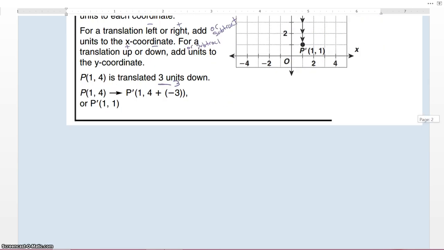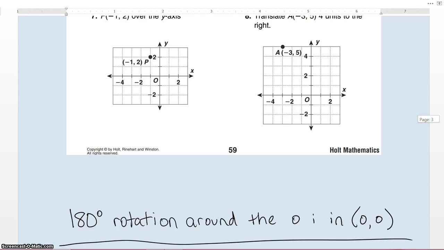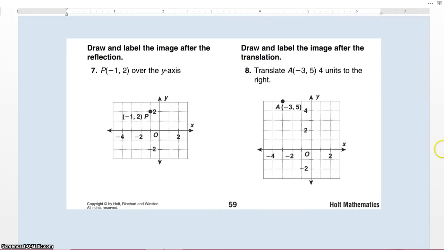Okay, down here at the bottom of your page, we are going to draw and label the image after the reflection. So let's try to do this math. So when it goes over the y-axis, the x will go to its opposite. So our new P prime point is going to be 1, 2. And then let's check ourselves with a graph. If you ever don't have a graph, you can always make one.